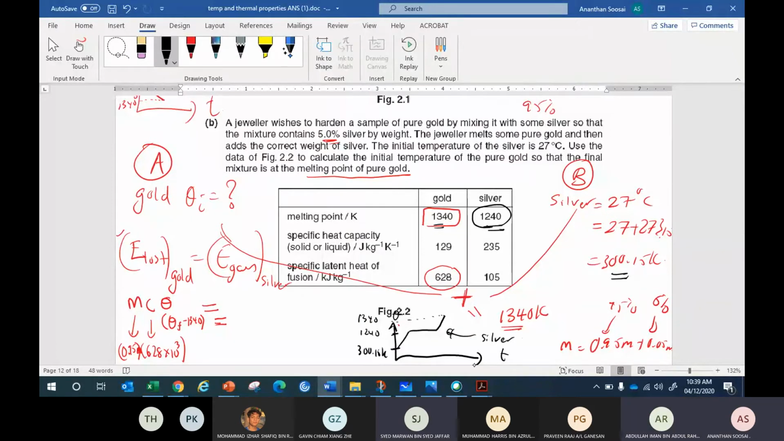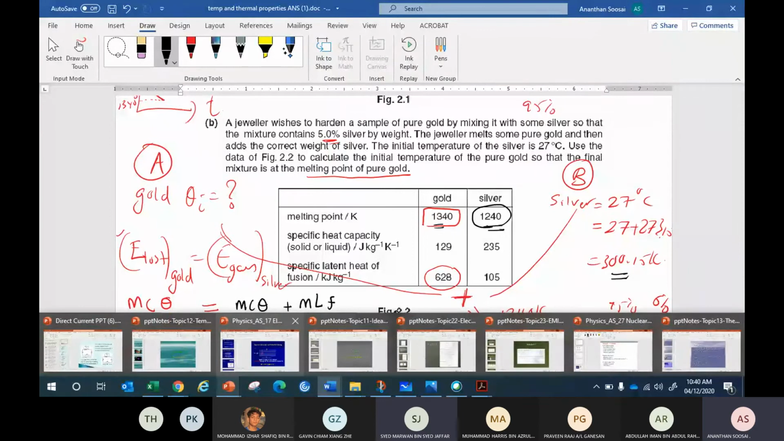So, energy gained by silver. What formula do you use here? Do you use mcθ, or do you use mL, or do you use both? So both need to be used. So for silver it should be mcθ plus mL_F. Now m, how much do we use? How many percent of silver?